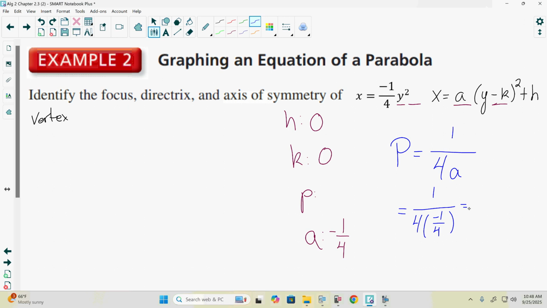So we just have to plug our value of a in to find p. So we'd have 1 over 4 times negative 1/4, which is going to be negative 1.